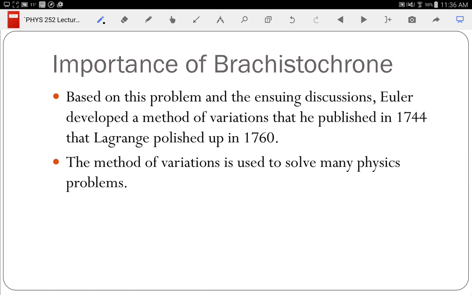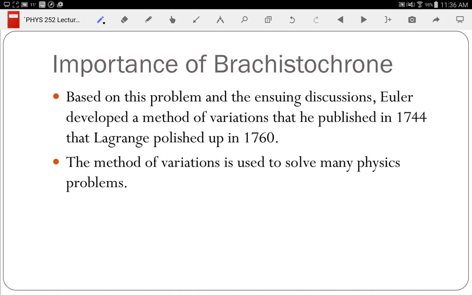It is important in physics because based on this problem and the discussions people had about how they solved it, Euler came up with his method of variations. A method of saying, okay, if I minimize this and minimize this, I can get an answer. And that is now heavily used in physics.